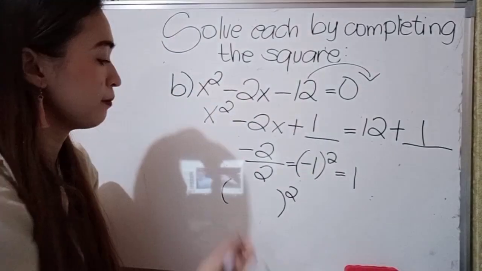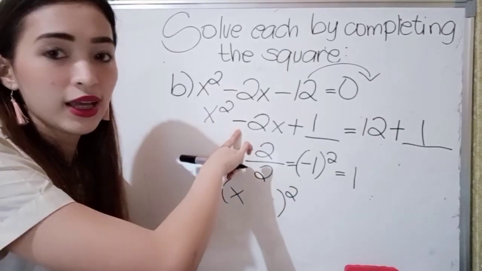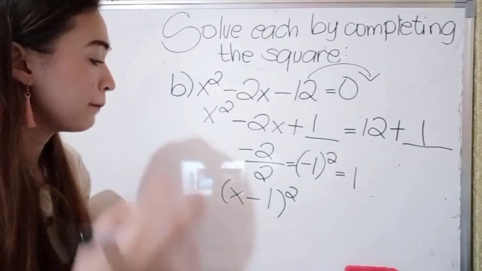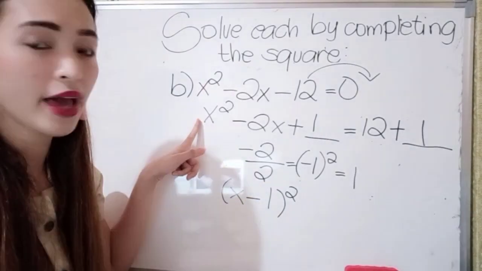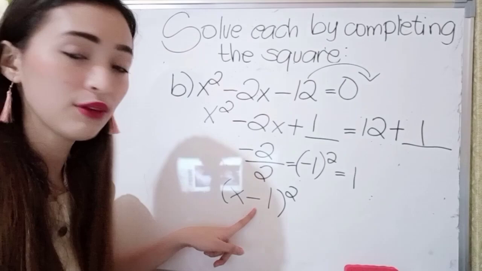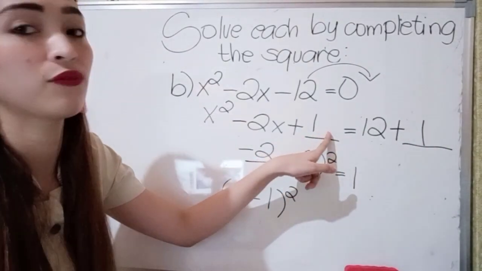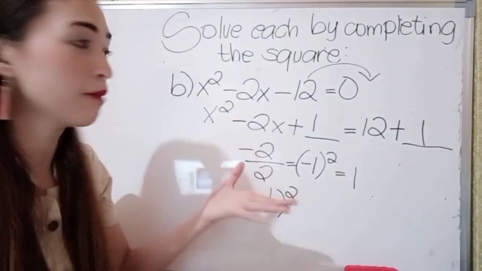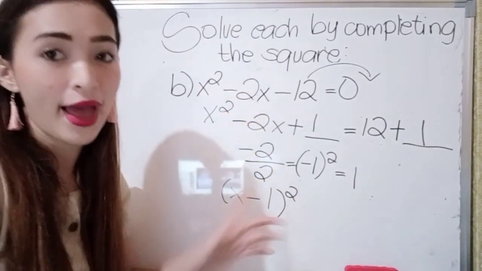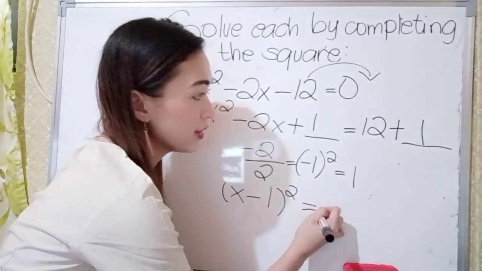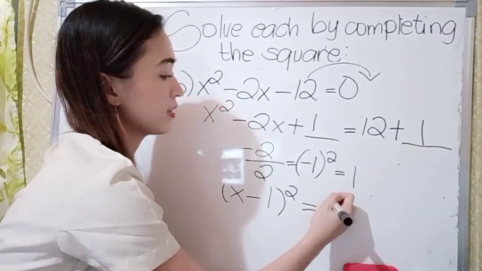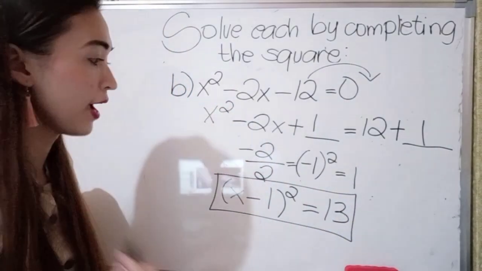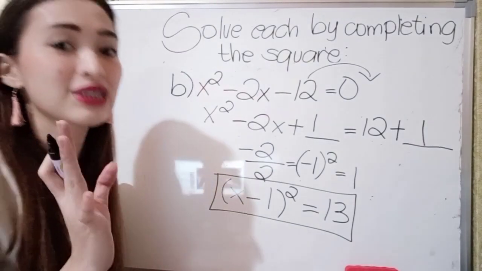So, the factored form is x. Since this is negative, so write here negative, and then 1. Why? Because x times x is x squared, and negative 1 times negative 1 is positive 1. And then negative 1 times x is negative 1x, times 2 is negative 2x. Alright? So, equals 12 plus 1 is 13. So, our answer is the quantity of x minus 1 squared equals 13.